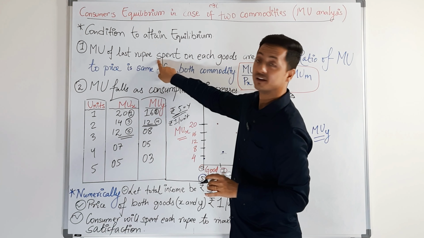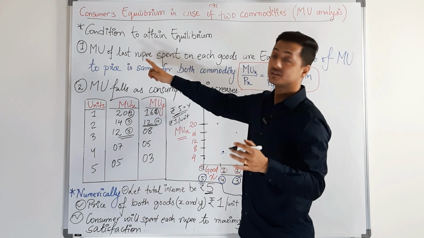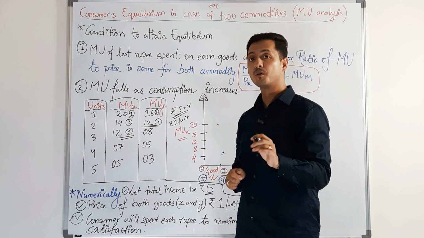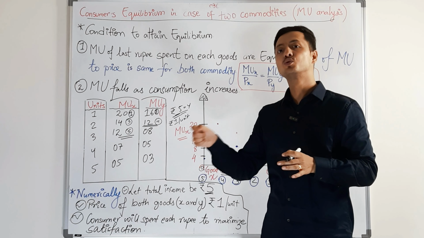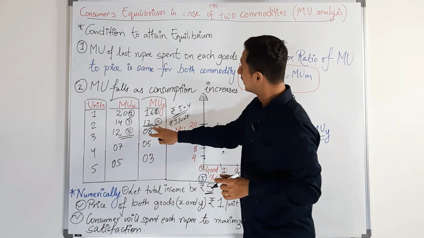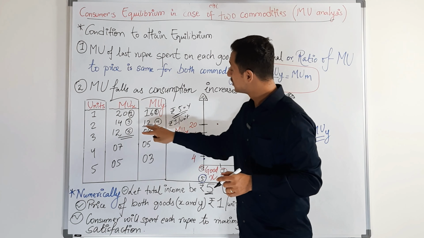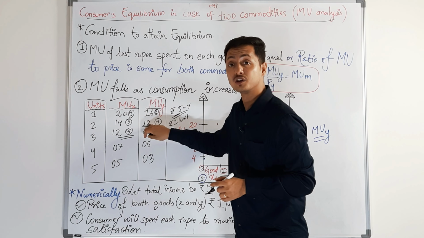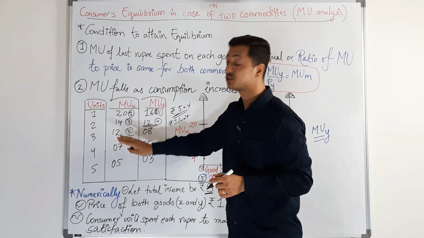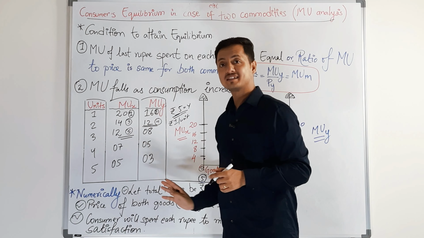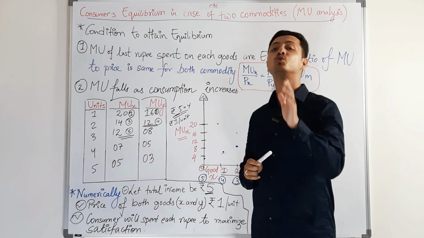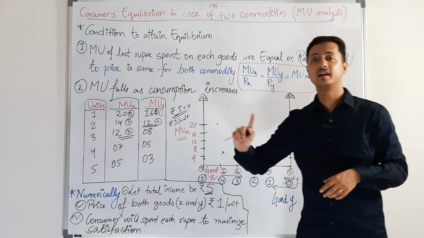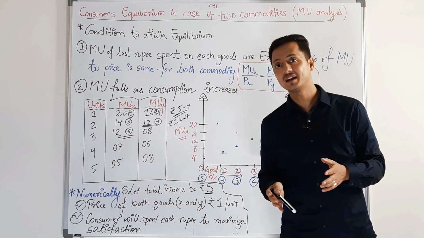Like we already said in the condition, the marginal utility that you derive from the last rupee spent on each good should be equal. So the last rupee that the consumer is spending on Y commodity is giving 12 marginal utility, and the last rupee spent on commodity X is also giving the consumer 12 utility. So the first condition is fulfilled, right?